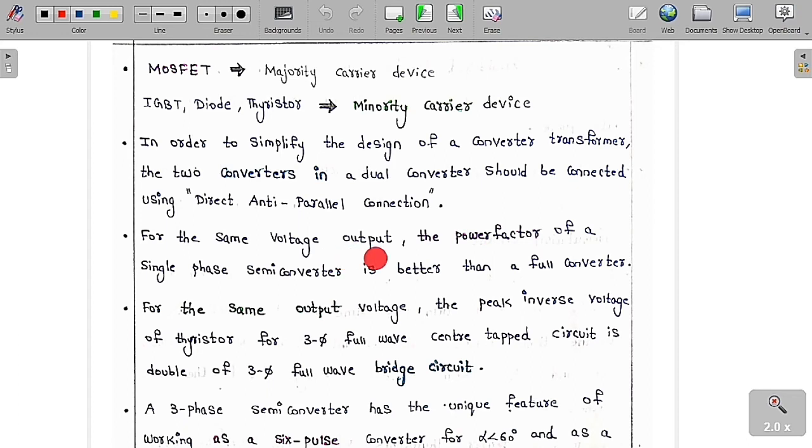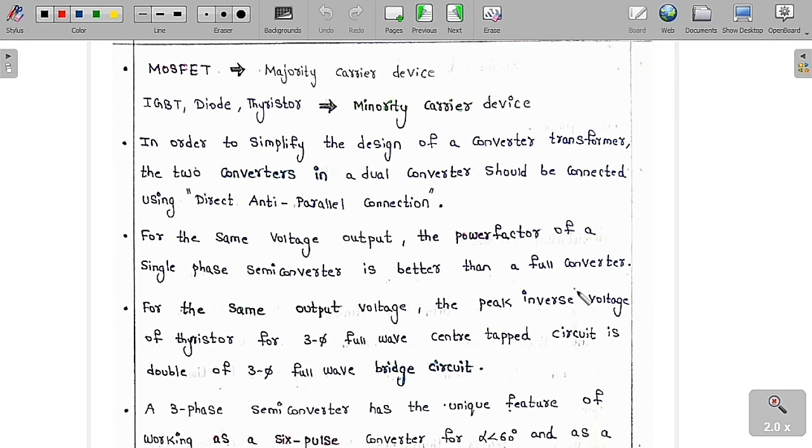For the same voltage output, the power factor of a single phase semiconverter is better than a full converter. Because I already told you, in a single phase semiconverter the fundamental displacement factor is cos of alpha by 2, whereas in a full converter the fundamental displacement factor is cos alpha. As alpha decreases, power factor increases. So we can say that the single phase semiconverter has the best power factor when compared to the full converter.